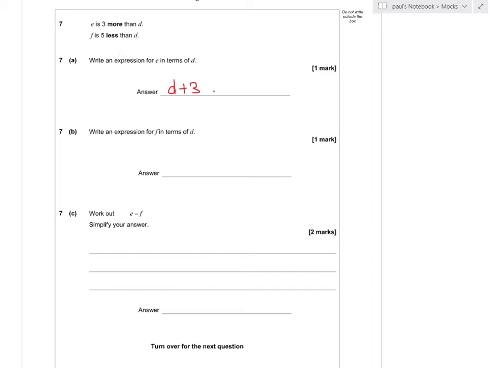F is 5 less than D. Well, I don't know, 3 plus D the other way around. Oh no, here's the F. Write an expression for F in terms of D. So F is less than D, so this is going to be D minus 5.